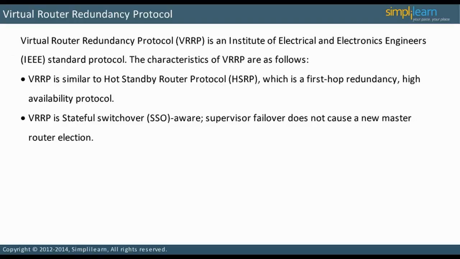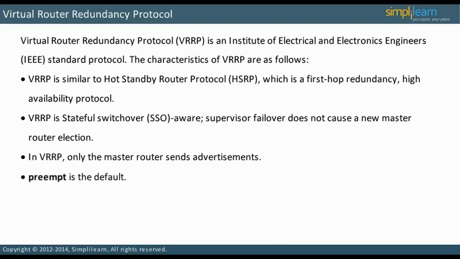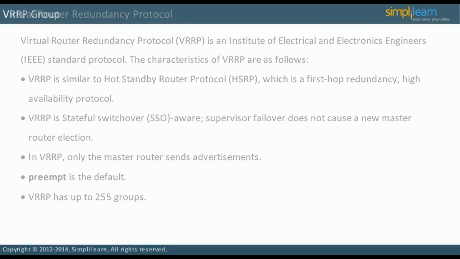There are three features of VRRP in particular that differentiate it from HSRP. First, only the master router sends advertisements. Second, preempt is the default. In HSRP, preempt must be configured. Lastly, VRRP has up to 255 groups, more than HSRP. In the next slide, let us discuss VRRP groups.